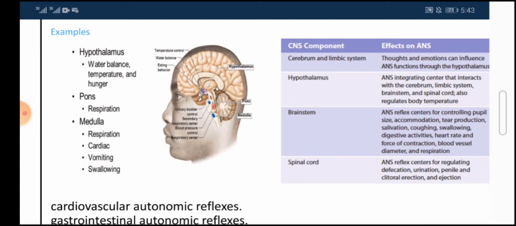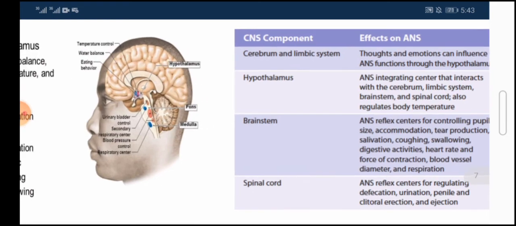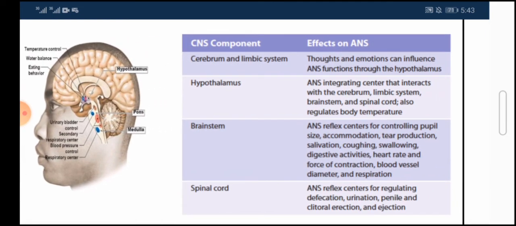For example, hypothalamus is responsible for controlling hunger, temperature. Respiration is controlled by ANS, which is regulated by pons and medulla. For ANS regulation of the cardiovascular system, we need the medulla. This table actually shows you CNS components in relation to their effects on the ANS. Please read it, and if you found anything tricky, just write in the comments.